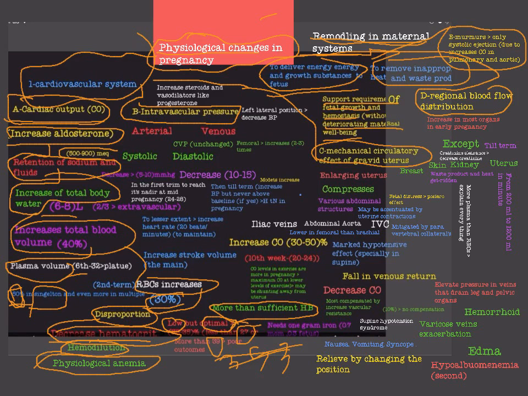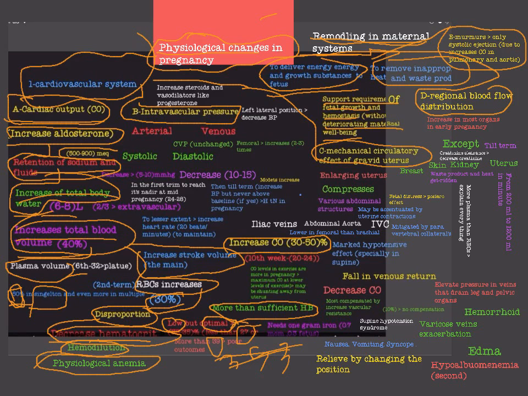We said that we have an increase in total body water due to retention of sodium and fluid, and as a result we have an increase in total blood volume of about 30%. The increase in total blood volume will increase stroke volume, and this is the main factor to increase cardiac output. The cardiac output will increase by about 30 to 50% due to increased stroke volume.